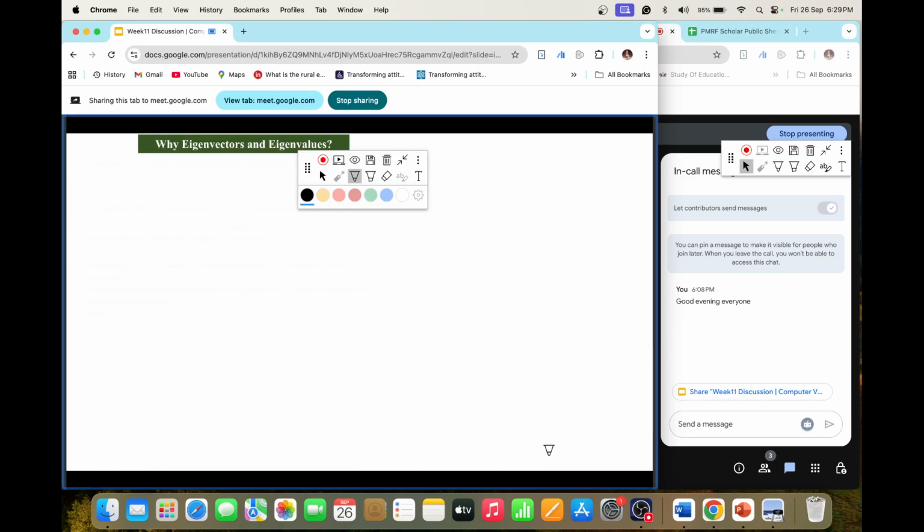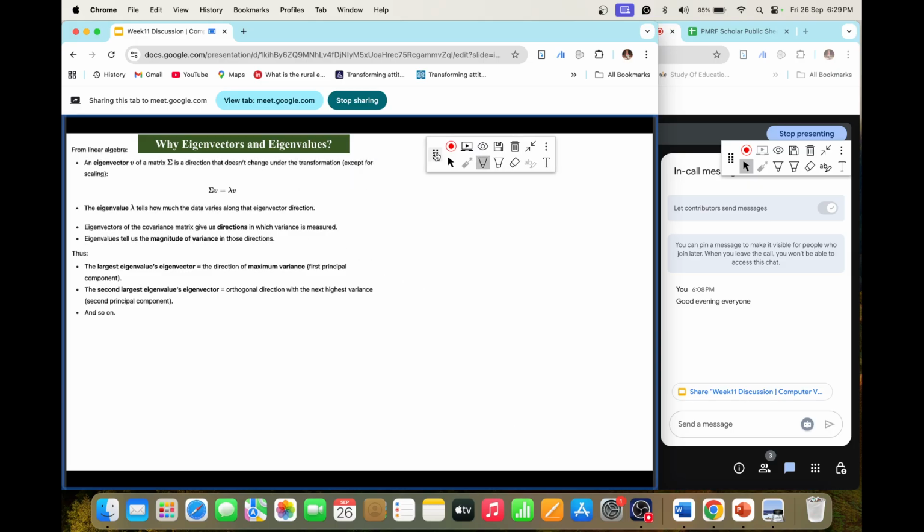Now your question can be: why eigenvectors and eigenvalues? That is the main question. This is the concept of the eigenvector. Sigma is the covariance matrix that we have just found, v is the eigenvector for this, and lambda is the eigenvalue. We write the characteristic equation Av equals lambda v, where v is your eigenvector and lambda is your eigenvalue for the matrix.